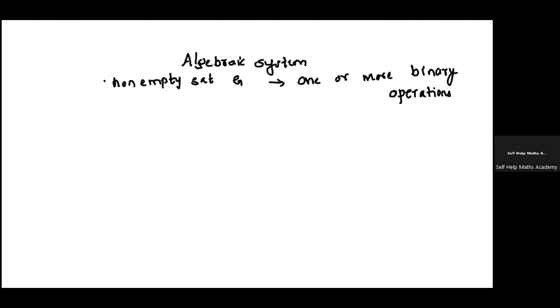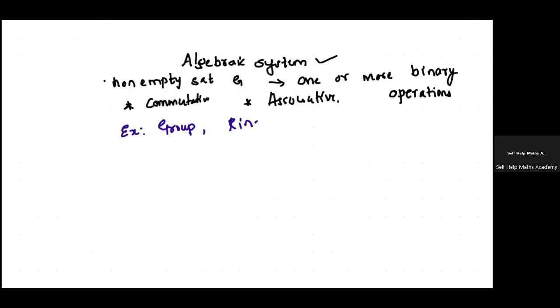For example, it may be the commutative property, or the associative property, or the distributive property. If all these properties are satisfied, then we call that non-empty set together with the binary operation an algebraic system. Some examples of an algebraic system are the group, and the ring, and so on.